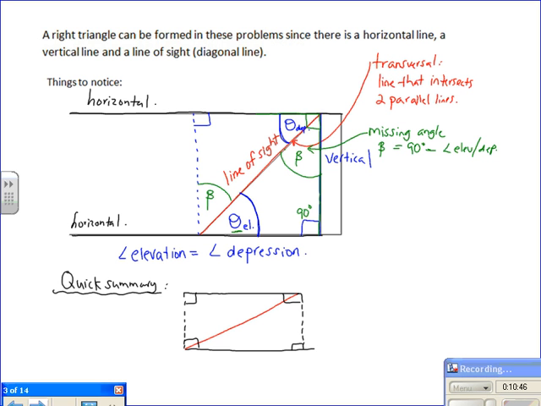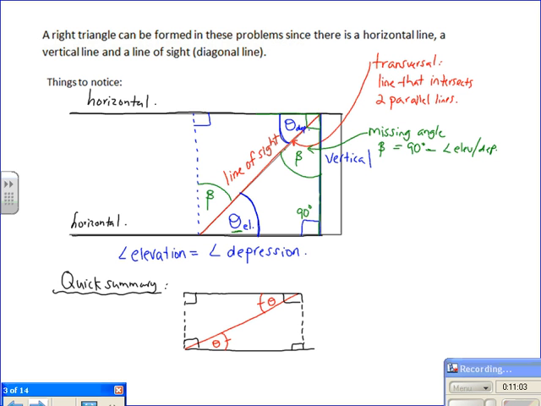So the angle of elevation, we'll call it theta, is equal to the angle of depression. Those two angles are always going to be equal. These are called alternate interior angles, and they're always equal. They form a forward Z, and they're always going to be equal.